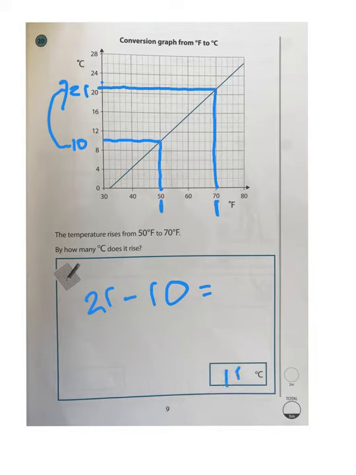I just noticed that's worth 5 marks. 21 take away 10 is worth 5 marks. Oh no, it's not. It's worth 2. I thought that was worth 5. It means that whole double page is worth 5. Fair enough. If it's only worth 2, easy peasy that one.